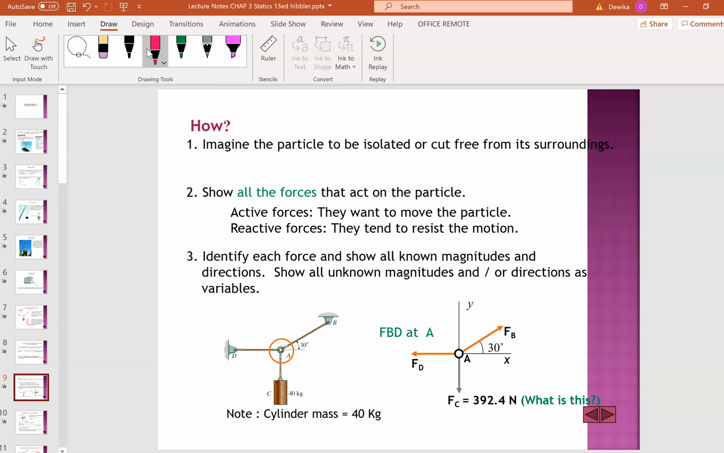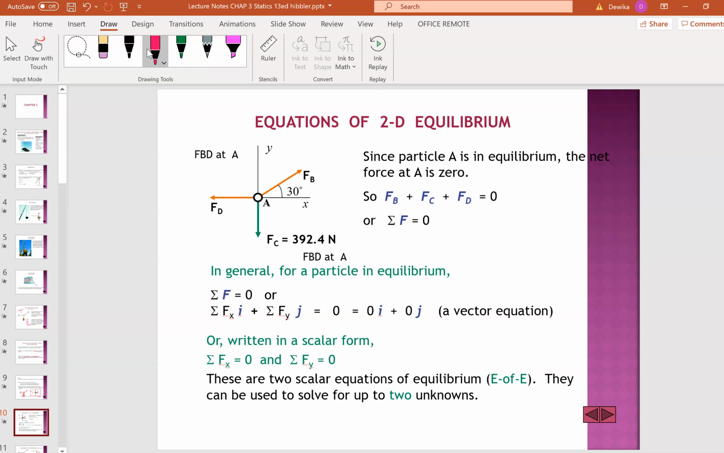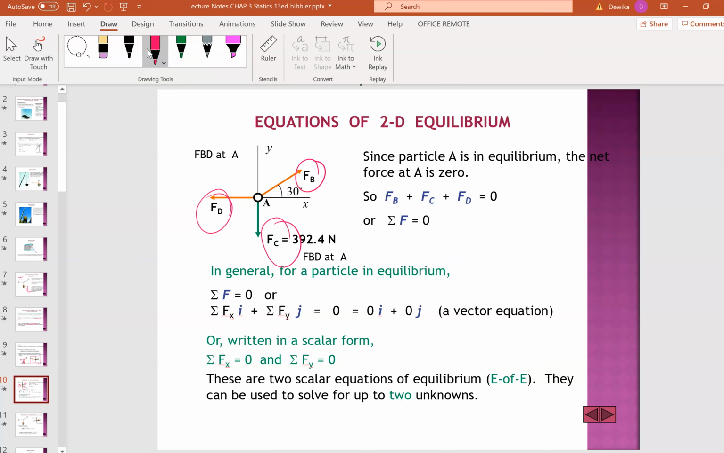For example, you have a combination of weight, A, B, C, D and so on. You only isolate one thing at a time. In this case, the free body diagram at A will be something like this, like what I've explained to you. Now, how do you write the equation? Very simple. You have the x-axis and y-axis, and you know the summation of all these forces will be 0. So you have to resolve each of FB into x and y, FD into x and y, FC into x and y. That's how you do it.